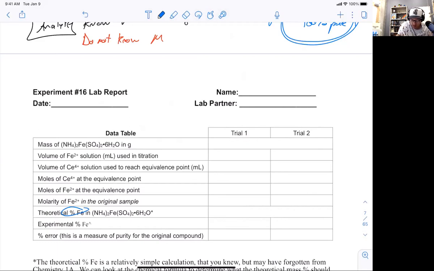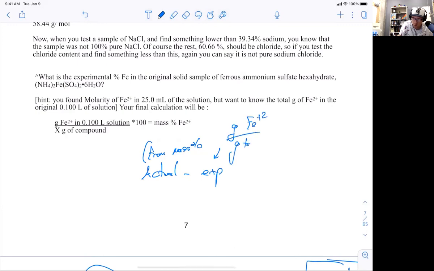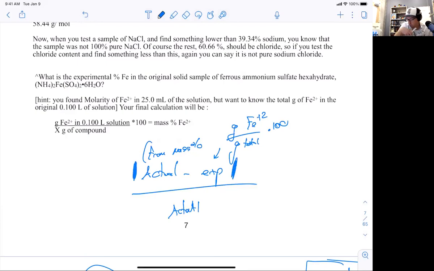What we're doing in lab is calculating an experimental percent. And then percent error is always calculated the same way. It's your actual minus your experimental. So actual is what we call the theoretical, it's from the mass percent. And the experimental, this was the grams of iron that you found over the grams of total compound times 100. And then over the actual, and the top part is absolute value. So we don't care if it's less or more. You just omit the negative sign. Divided by the actual times 100.